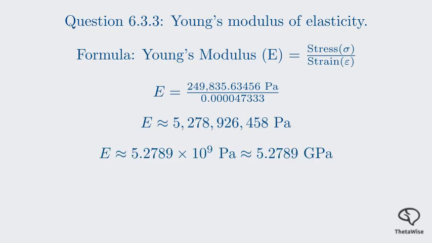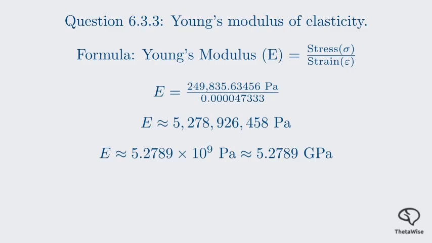However, their calculation was wrong because they used 249.836 kilopascals for stress and 4.733 times 10 to the minus 5 for strain. It's better to use the unrounded pascal and dimensionless values. So, our calculated value of 5,278,926,458 pascals is the more accurate result. Let's round that to a sensible number of significant figures.